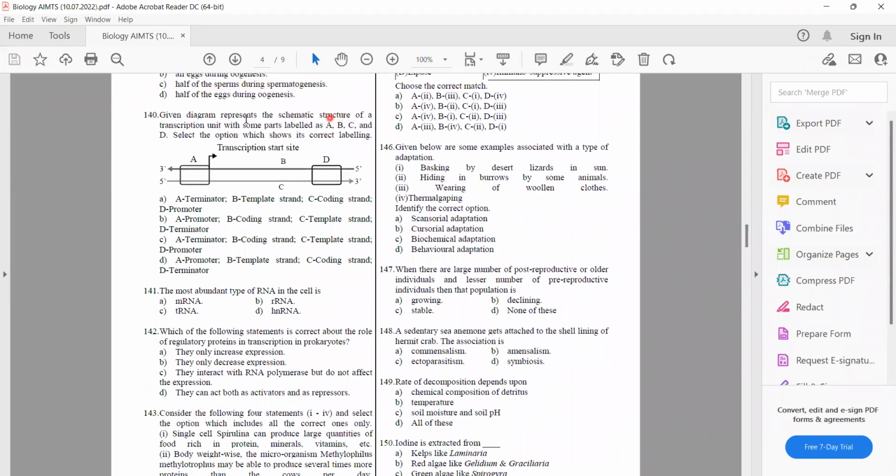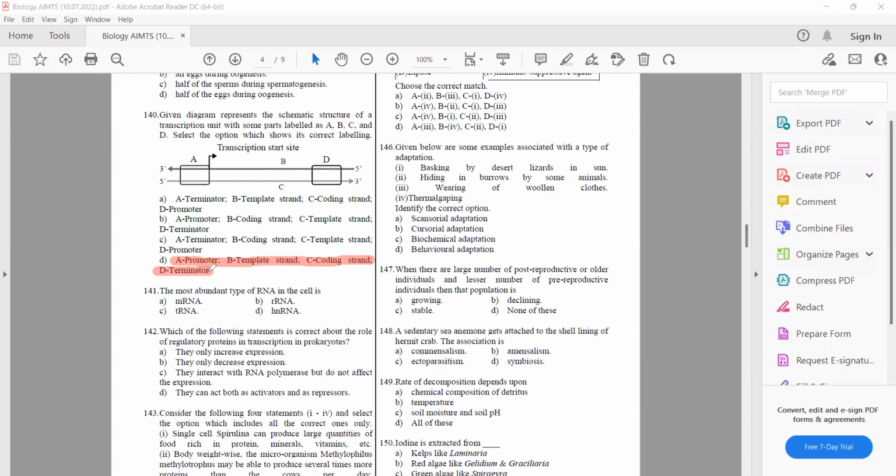Given diagram represents the schematic structure of a transcription unit with some parts labeled as A, B, and C. So identify them. When we talk about this question especially, you can see A, which is present on the upstream region, is the promoter, and B is the template strand, C is the coding strand, and D will be the terminator, which is on the downstream.